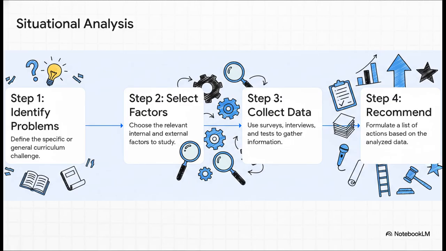First up, you've got to identify the problem. Are you building a brand new course from scratch? Or are you trying to solve a bigger issue, like improving literacy across the board? Once you know the problem, step 2 is to pick which factors you need to investigate. Remember that big list of internal and external stuff? You don't have to look at everything. Just pick the ones that are actually relevant to your specific problem.